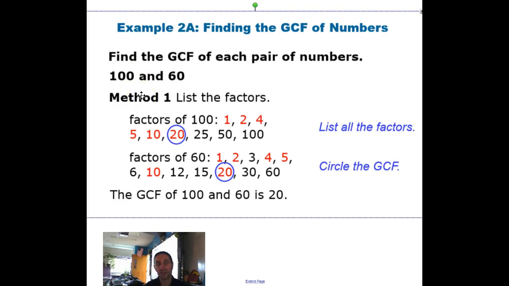Well, when you factor things out, this is one way that we're going to take the greatest common factor out of a problem. So the first method to do this is list all the factors and then find the highest one between the two. So again, between 20 and 60, the greatest common factor is 20. You can take a look at this example or pause it.